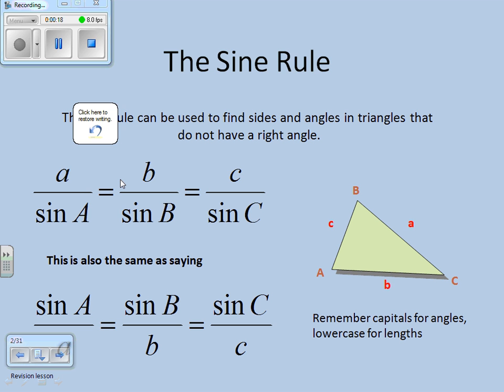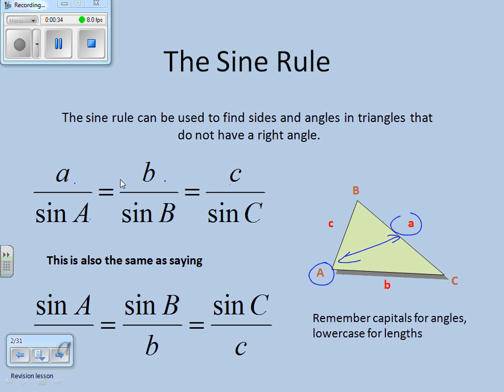The sine rule is one of the ones you've actually got to remember. It's a over sine A, b over sine B, c over sine C. The trick with these being that the angle and the side must be opposite each other. So you'd start by labelling things.